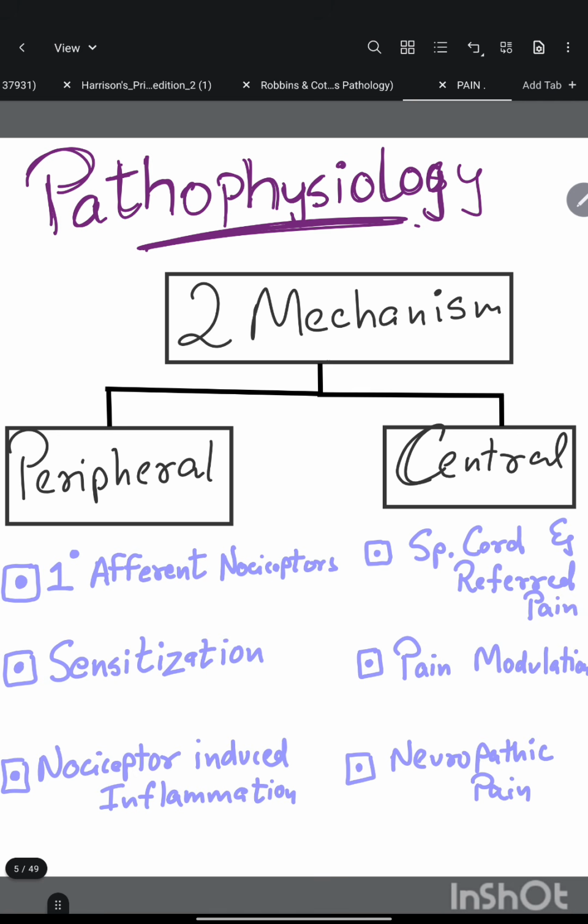So the whole point of why we are discussing pain is pathophysiology. There are two mechanisms. One is peripheral mechanism and the second is central mechanism. Peripheral mechanism has primary afferent nociceptors. The second part is sensitization. The third is nociceptor-induced inflammation. And the central part has spinal cord and referred pain, pain modulation, and neuropathic pain. So don't worry about these terms. We are going to decipher it layer by layer. So the first thing is primary afferent nociceptors.